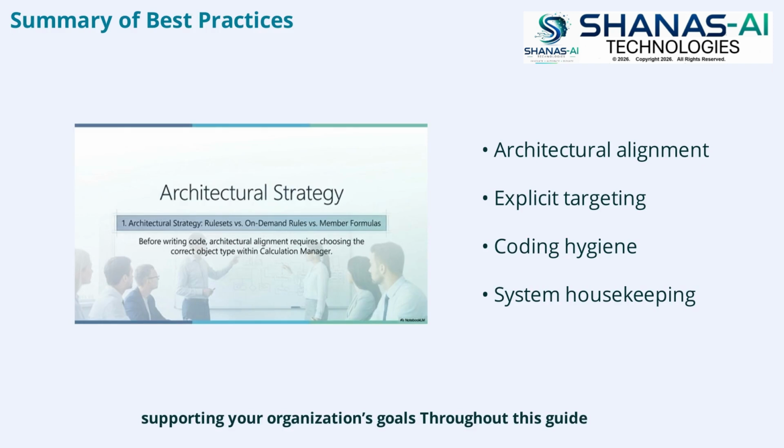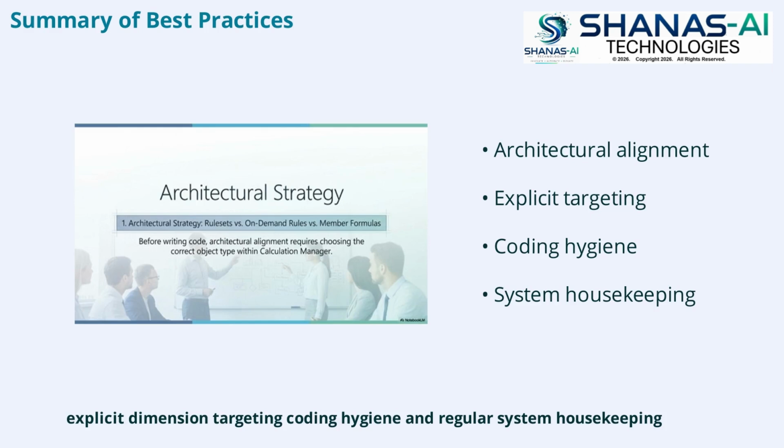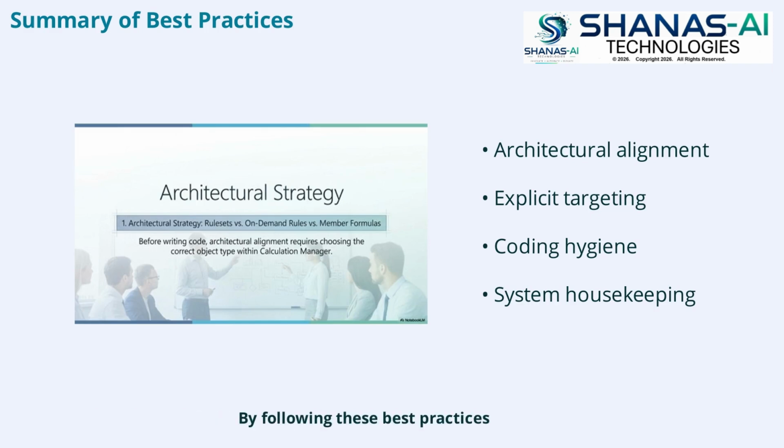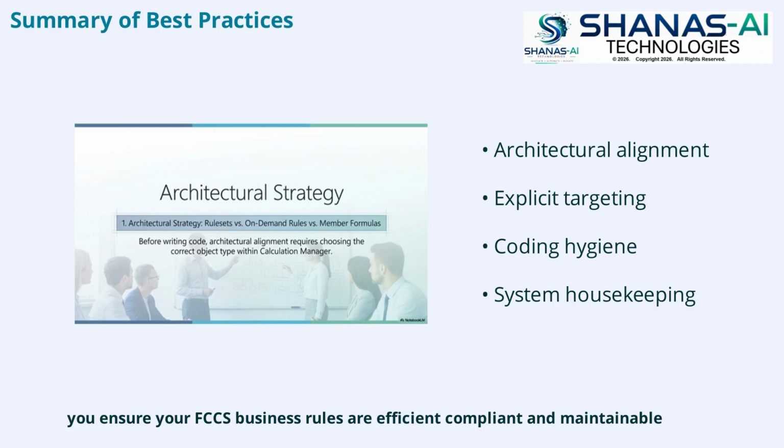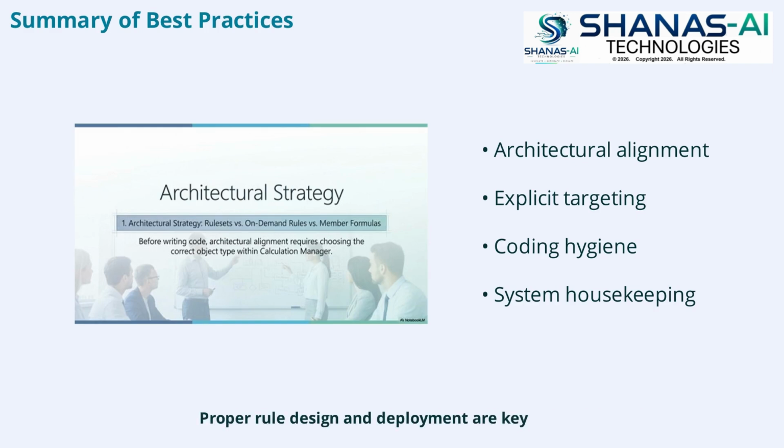Throughout this guide, we've covered the importance of architectural alignment, explicit dimension targeting, coding hygiene, and regular system housekeeping. By following these best practices, you ensure your FCCS business rules are efficient, compliant, and maintainable. Proper rule design and deployment are key to achieving optimal performance in Oracle EPM FCCS.